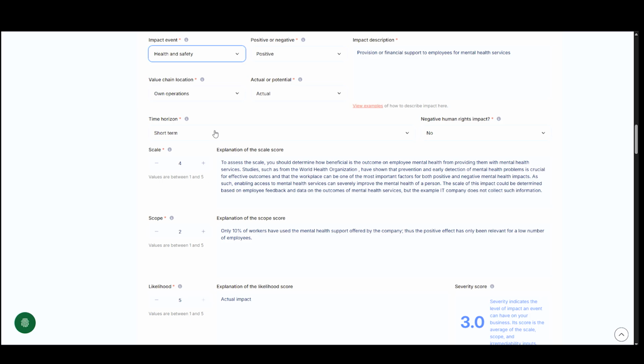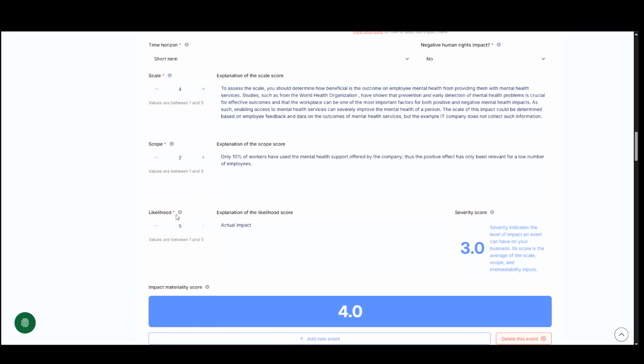What is actually impacting this scoring is whether it's an actual or potential impact. So actual impact is something that has already happened. So for example, this provision of mental health services, I'm already doing it, so it's an actual impact. And what it means is that if you're grading likelihood, then it gets a 5. It doesn't put a 5 here automatically, unfortunately, so you still have to put a grade yourself. But then you know that if we're talking about actual impacts, then they should get a likelihood of 5, because the scale is 1 to 5, so the maximum.